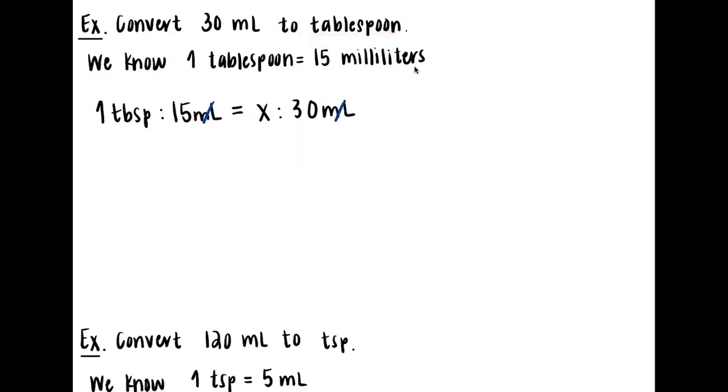And this is where we multiply the extremes and the means together. So for the means, we have 15 times X. And then for the extremes, we have 30 times 1 tablespoon, so 30 tablespoon. And now if we go ahead and perform this division, remember we want to solve for X. So we have to divide both sides by 15. And then that implies that we'll have X on one side and 30 divided by 15 is 2. So 2 tablespoons is equivalent to 30 milliliters. And that is our final answer.